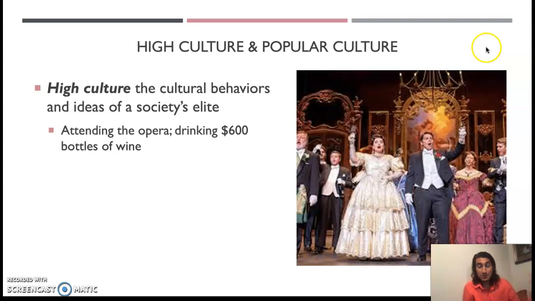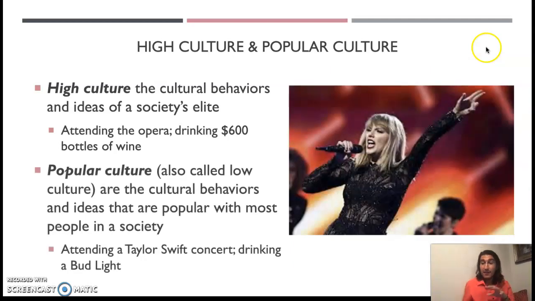For example, going to a 5-star restaurant and ordering a $600 bottle of wine off the menu, or even dining in a restaurant that would have a $600 bottle of wine on the menu, would be examples of high culture in our society. On the flip side of high culture is popular culture, which is also referred to as low culture, or pop culture for short.